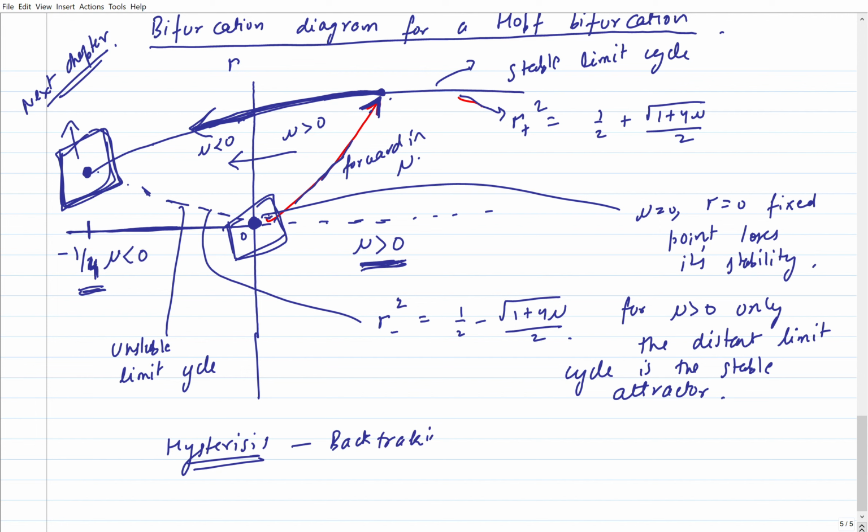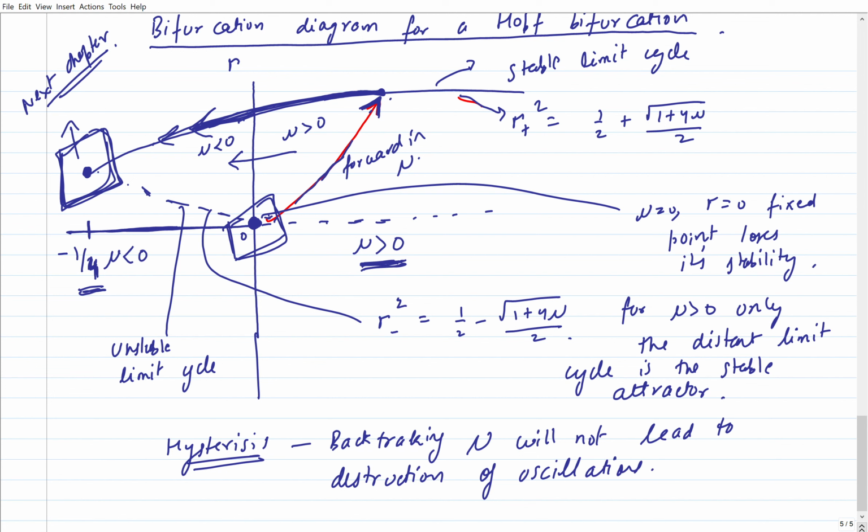Backtracking mu, the parameter, will not lead to destruction of oscillations. Oscillations are continuing in this path. So we also saw here the example of how limit cycles are colliding. Let's take it up in the next chapter.